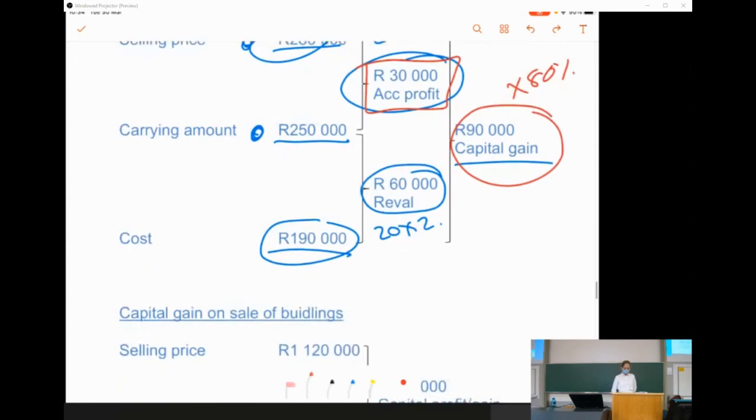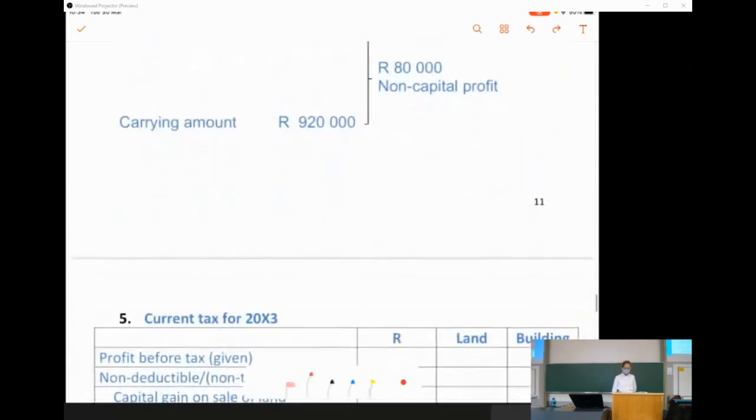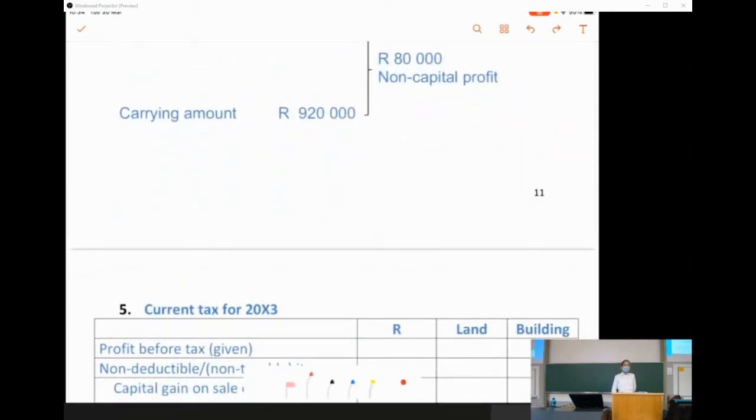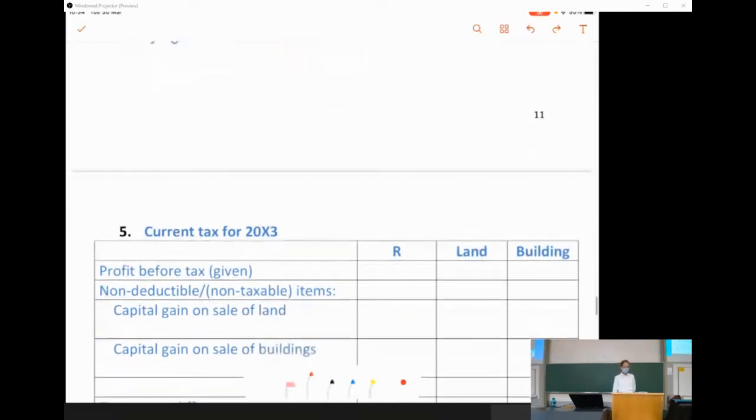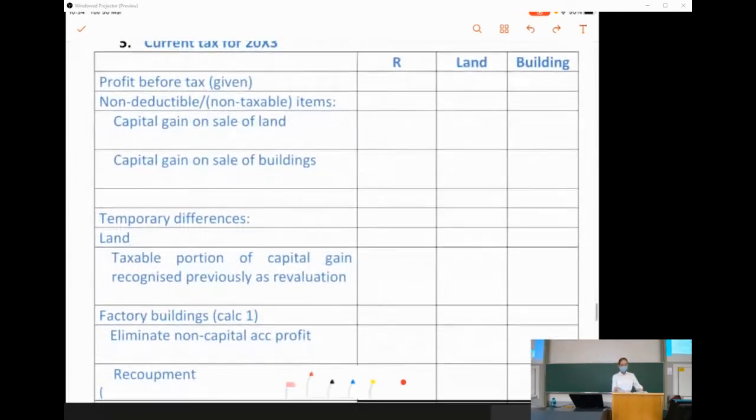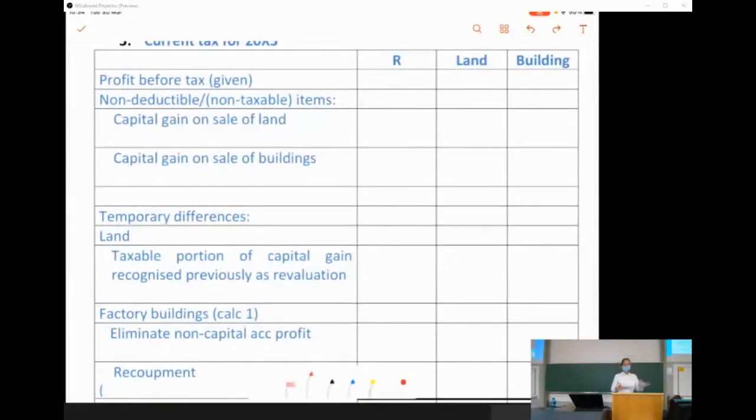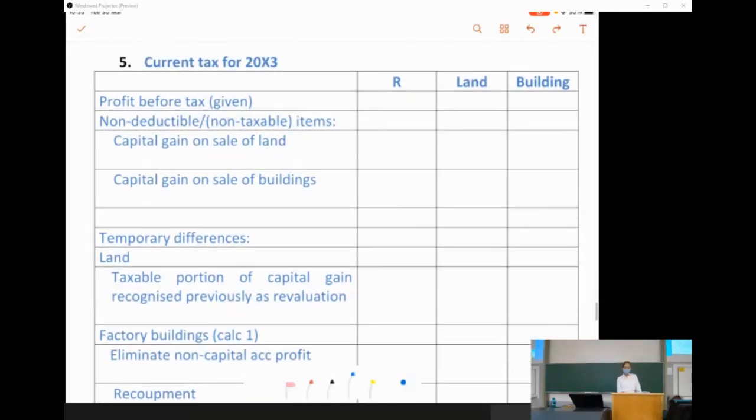Oh, there's my building picture. Thought that I had it. So if we now do our current tax calculation for 20x3, then it's going to look as follows. You also have it, but anyway. So the profit before tax for the 20x3 year, they gave to us as 1.2 million.